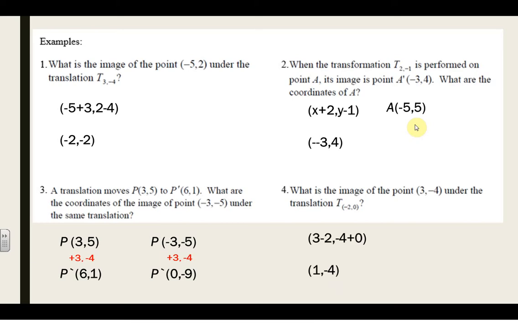In number 4, what is the image of the point under this translation? So I'm going to do 3 minus 2, and -4 isn't going to move. It's going 0 distance, and I get 1, -4. That's it for translations. It's that easy.